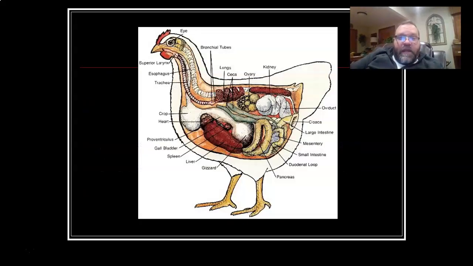So here's kind of what it looks like inside of the chicken. They have one opening toward the back, and that's basically the cloaca. You have both waste coming out of there, as well as that's the place where sperm goes up into the ovary.